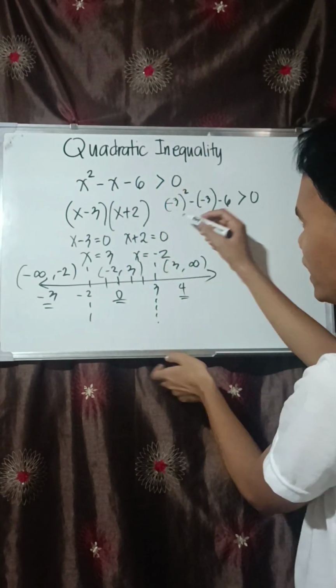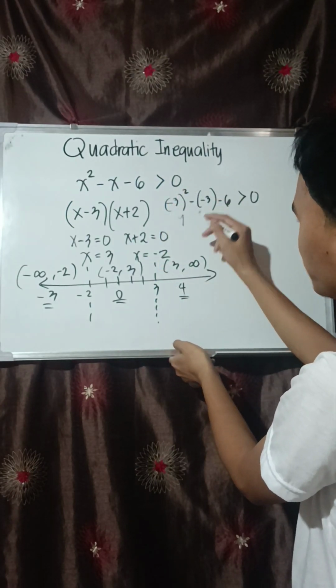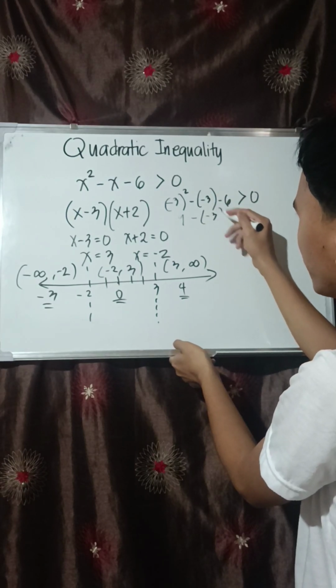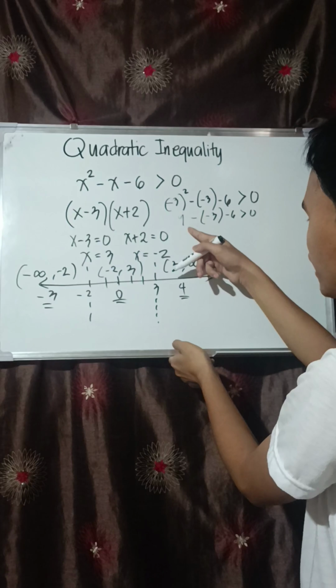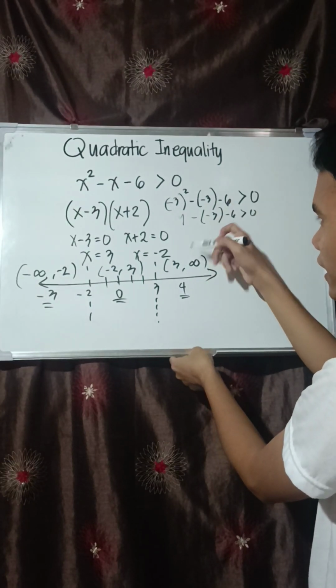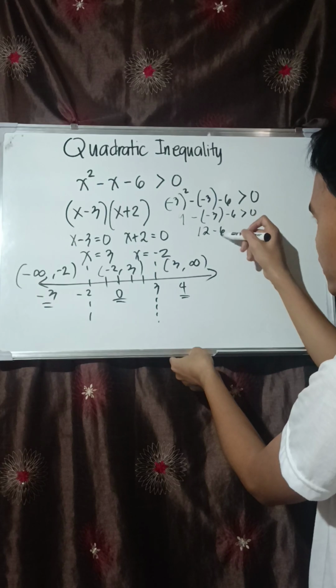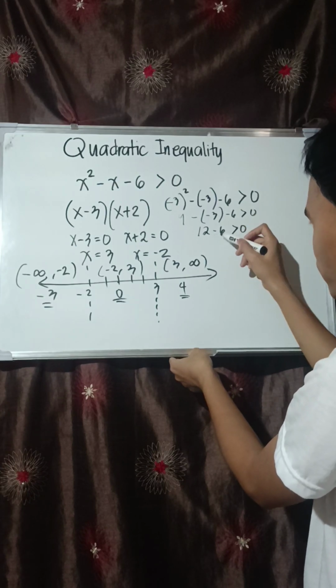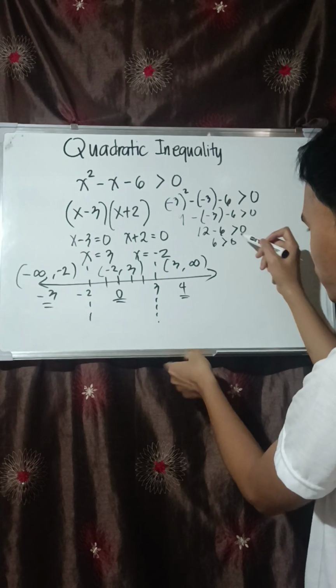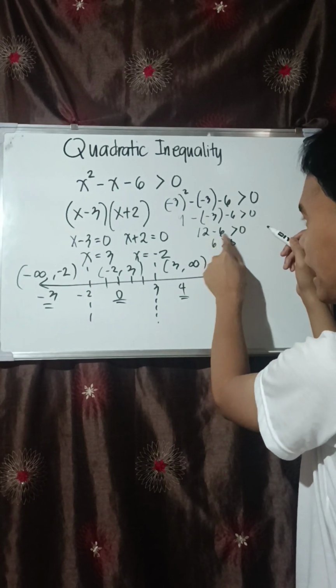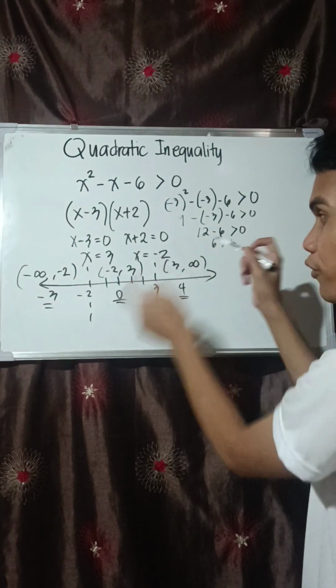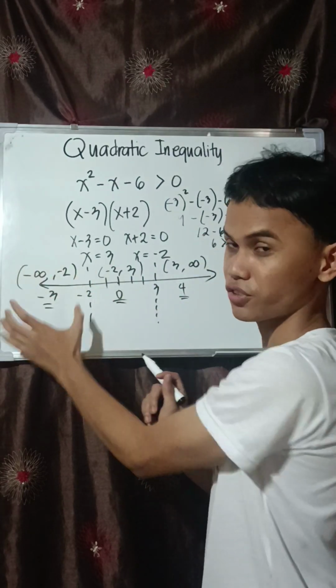Negative 3 times negative 3, 9. Minus negative 3 minus 6. So 9 minus negative 3, the answer is 12. Minus 6. 12 minus 6, 6 is greater than 0. So, the answer is true. Therefore, this interval is true.